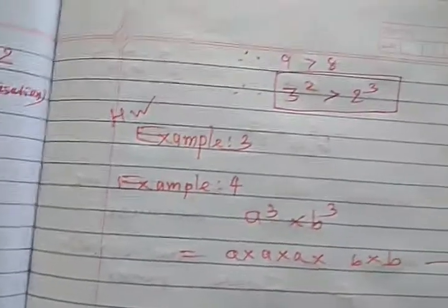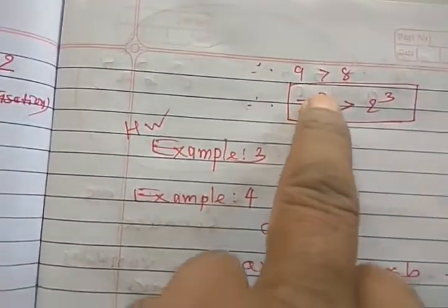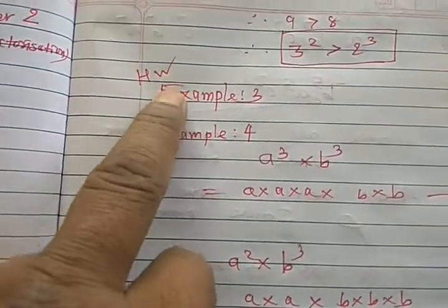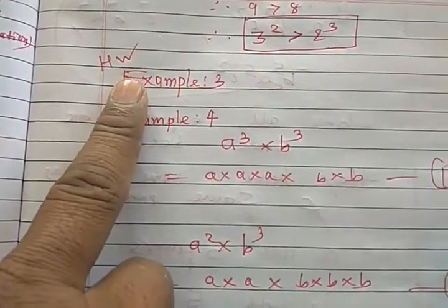You see, 9 is greater than 8. 9 means 3 raised to 2 is greater than 2 raised to 3. Like this way you can do. Example number 3, that you have to do in the form of homework.